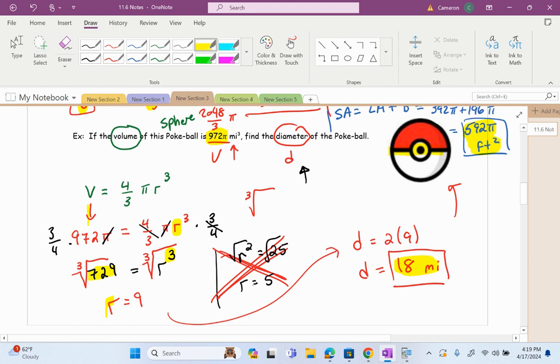Okay, and kind of sit back and think about that. You have a Pokeball that's 18 miles wide. Oh my goodness, that's huge. I'm going to do a spherical wow. You can look at how to draw a sphere. Kind of make a little bit of an ovalish. There's the center. Wow. Pretty cool.